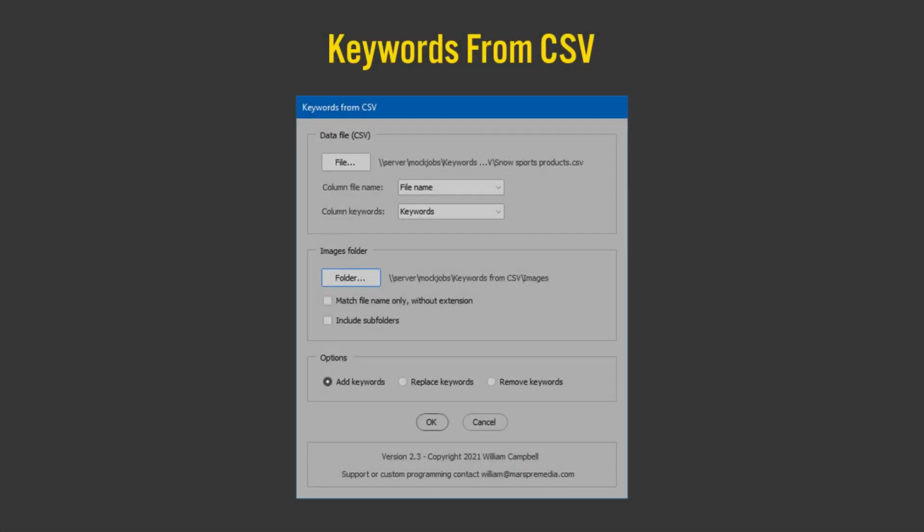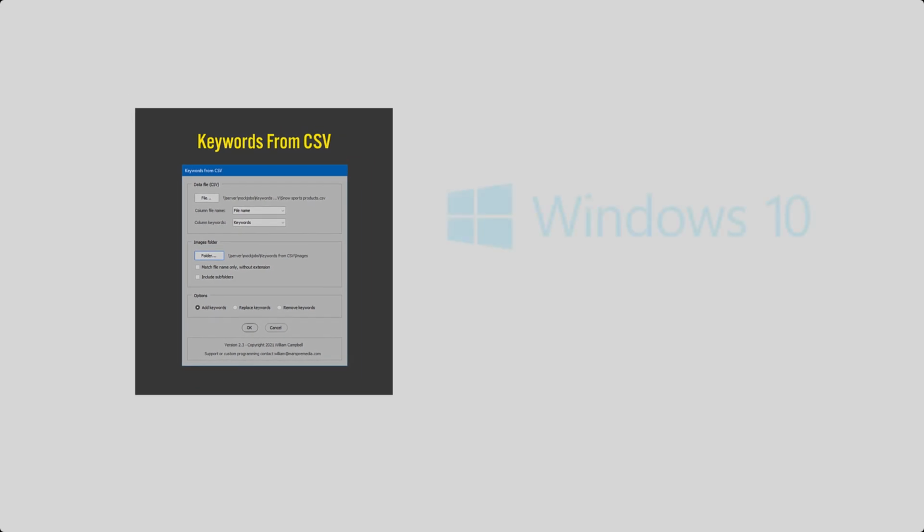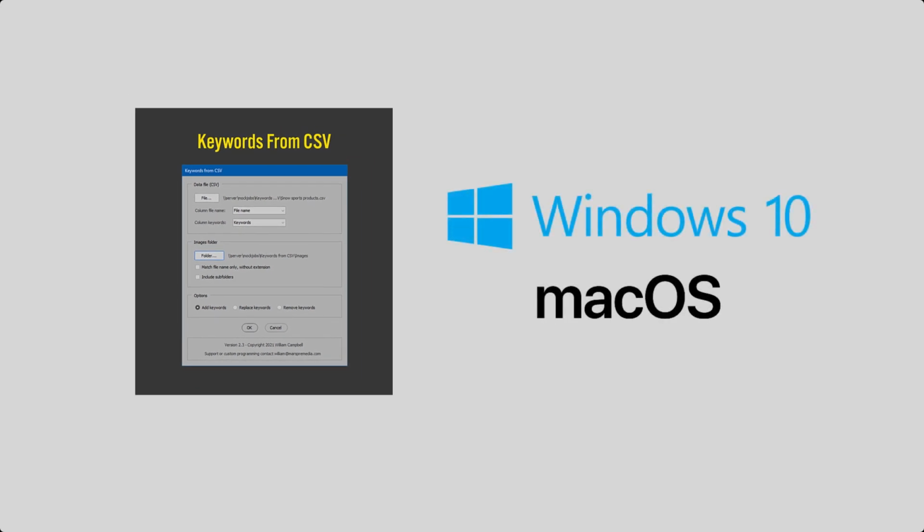In this video, I'll show how to use the Photoshop script Keywords from CSV. The script reads spreadsheet data for file names and keywords, searches a folder for the files, and updates the keywords. I'll demonstrate the script in Windows. It works the same on Mac OS.